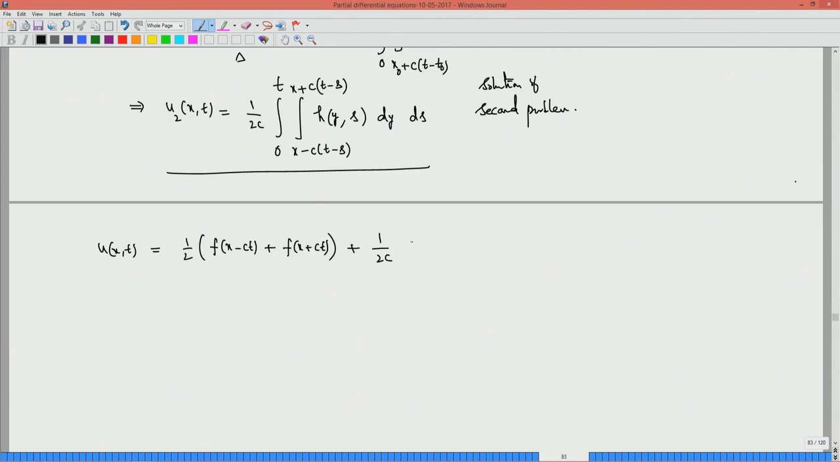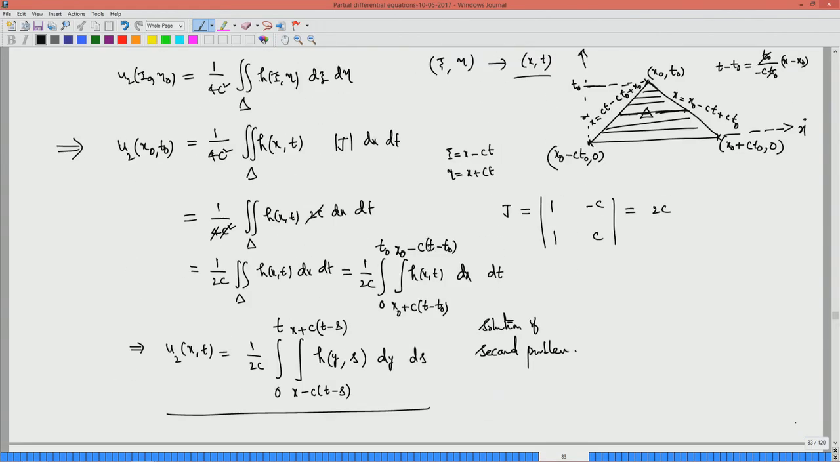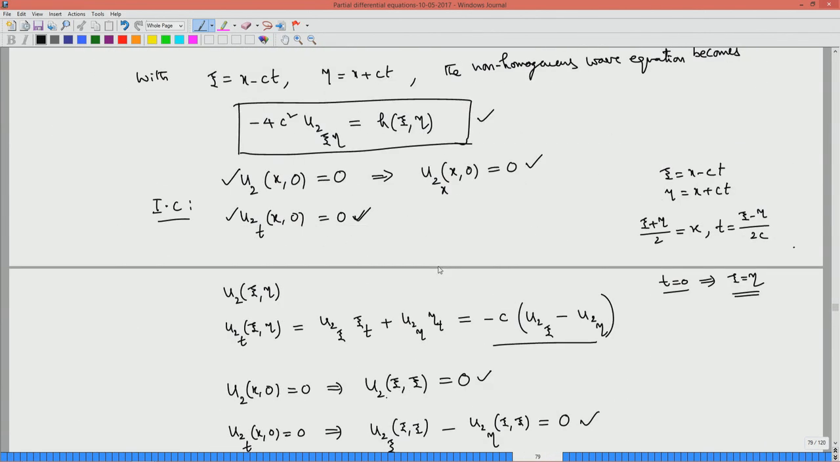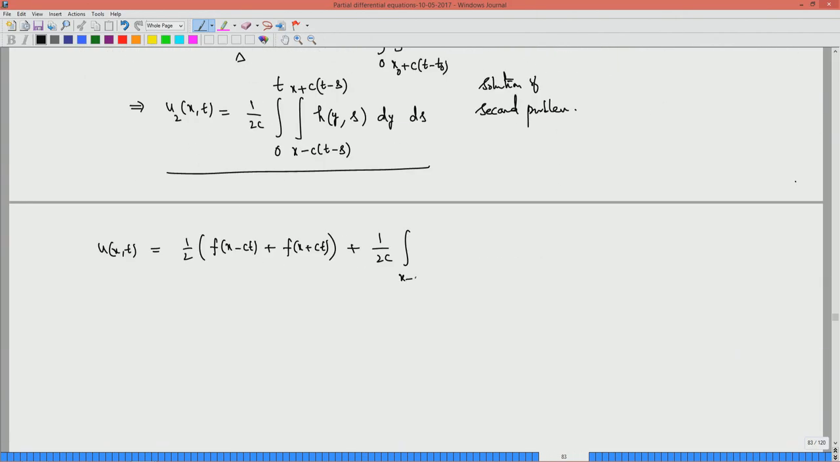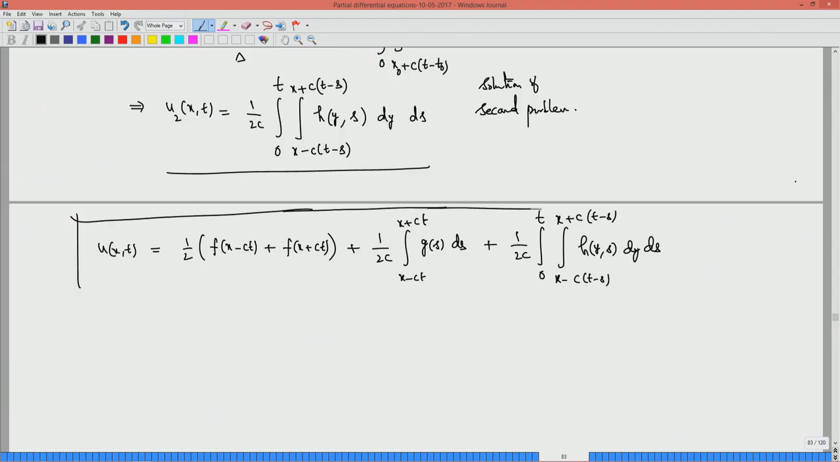So, plus 1 by 2c integral x minus ct to x plus ct g of s ds. This is my u1. Now, plus u2 is this part. So, that is 1 by 2c integral 0 to t, x minus c times (t minus s) to x plus c times (t minus s), this is the forcing term, h of y, s dy ds. So, this is the required solution of the non-homogeneous problem, okay.